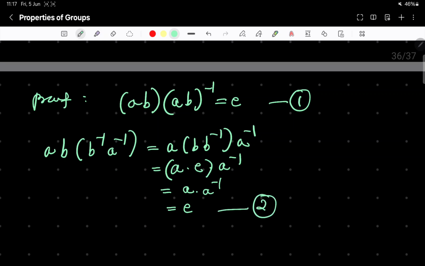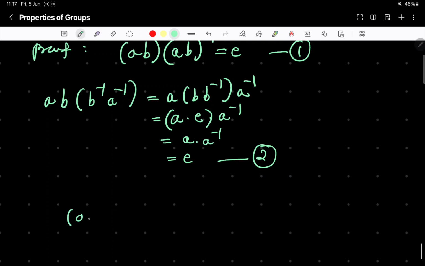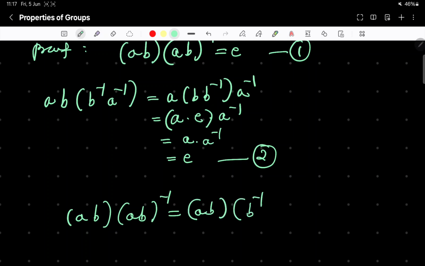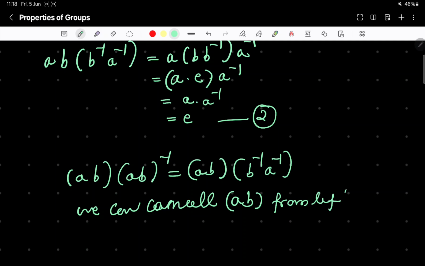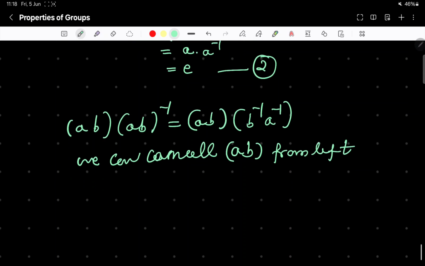So equation number 2. For equations 1 and 2, the right sides are equal, so we can equate the left sides, right? So this is equal to AB into B inverse A inverse. Now we can cancel AB from the left. If you cancel AB from both sides of the equation from the left, what do you get? AB inverse is nothing but B inverse A inverse.